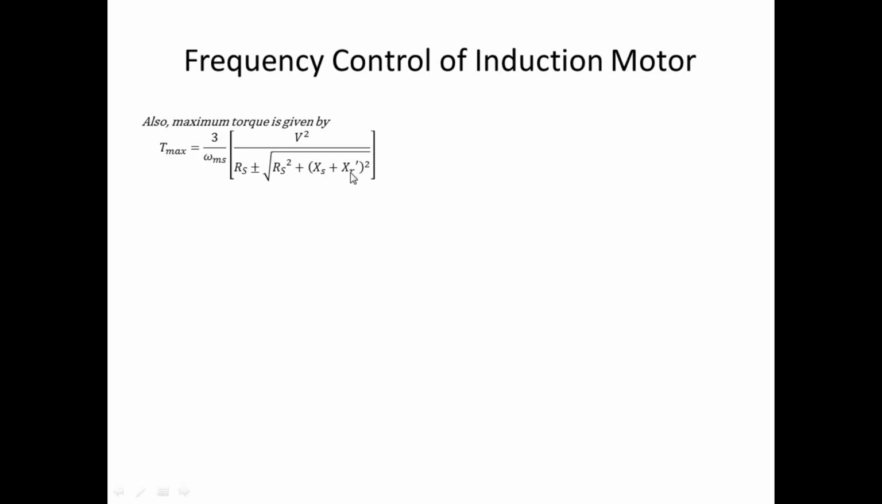Similarly, Xs and Xr dash will be depending upon frequency. X is 2 pi F L, so Xs is 2 pi F Ls, and Xr dash is 2 pi F Lr dash. So we can write omega ms as a constant into frequency. It is directly proportional to F. And similarly, Xs is 2 pi Ls F and Xr dash is 2 pi Lr dash F.